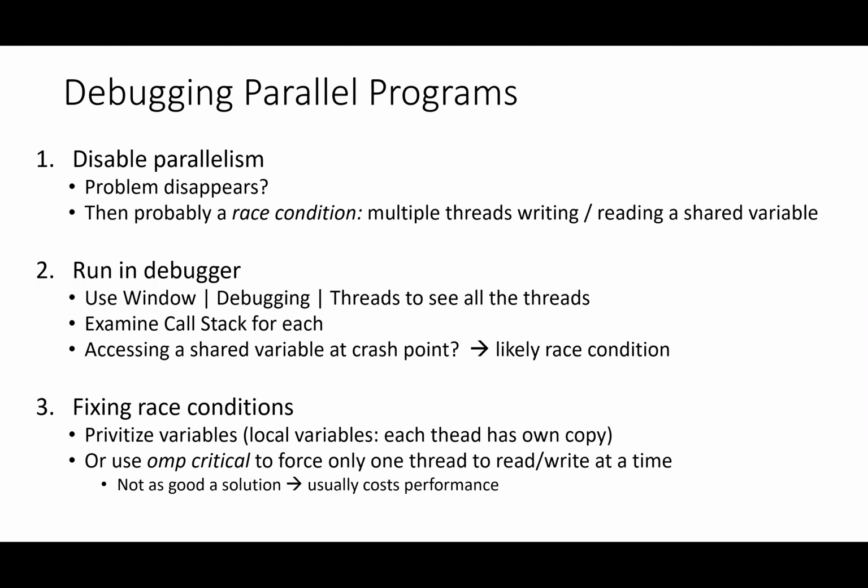So when you're debugging parallel programs, a good thing to do is disable parallelism and see if the problem goes away. If it does, it's probably what's called a race condition: multiple threads reading and writing a shared variable. The best way to fix that is to find the shared variable and privatize it. You can also run in the debugger and use this window debugging threads view to look at what all the threads are doing. You can look at the call stack for each. And if they're all kind of dying around the same variable, it's a good sign that might be the problem. Fixing race conditions is hard.